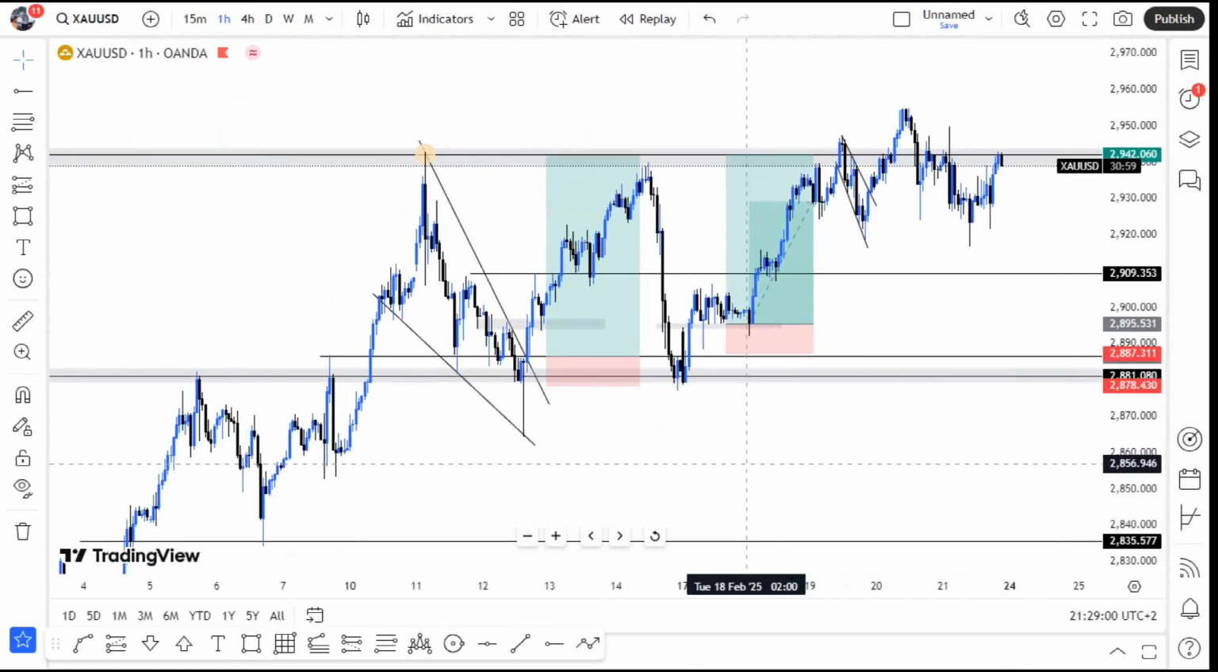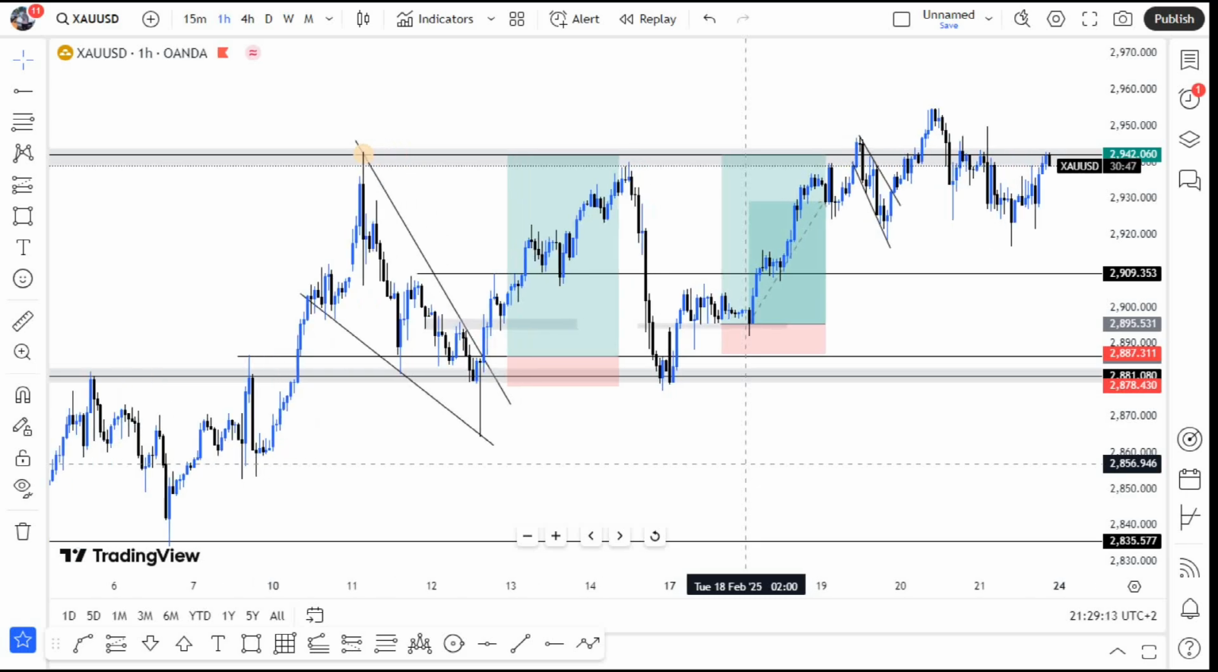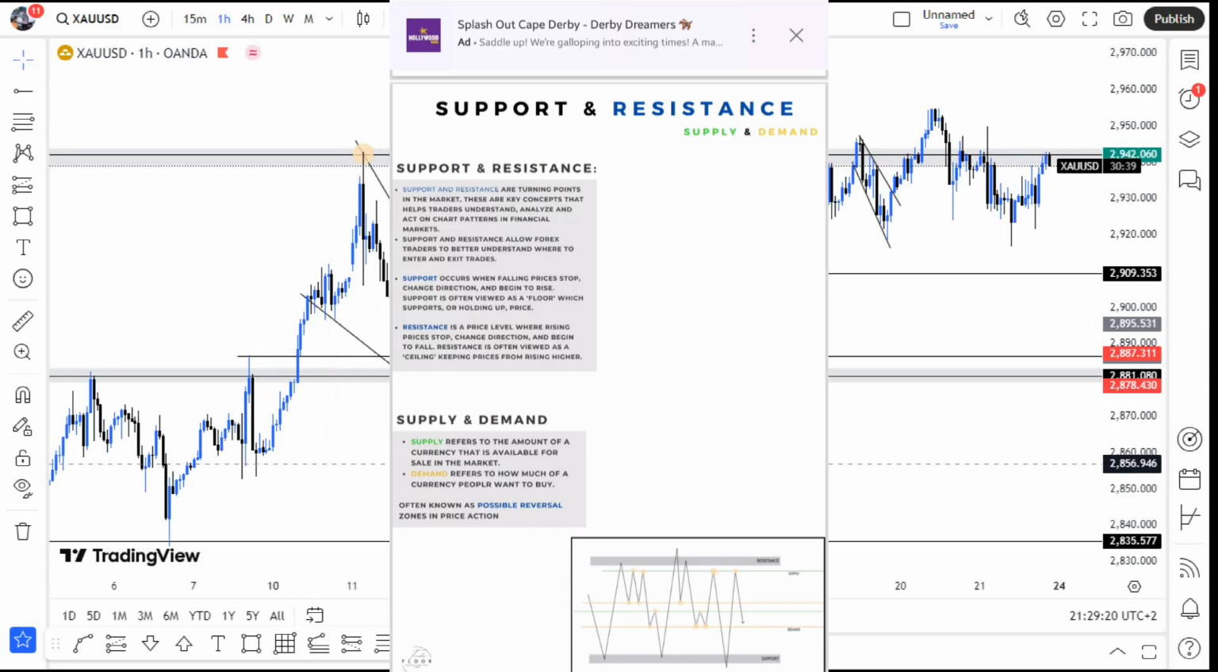There are certain principles that you need to focus on when you trade gold, guys, because it respects all the principles, but there are certain ones that I'm going to be using every day when I analyze gold. The first thing is you need to know your support and your resistance levels, because gold respects support and resistance most of the time.